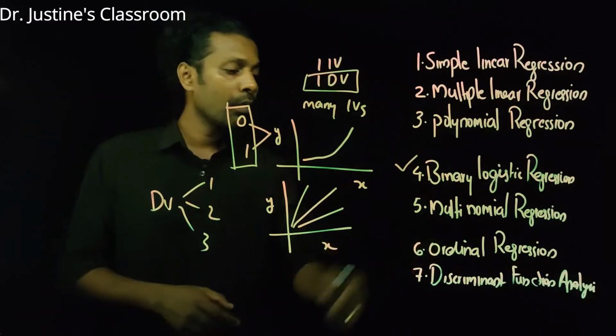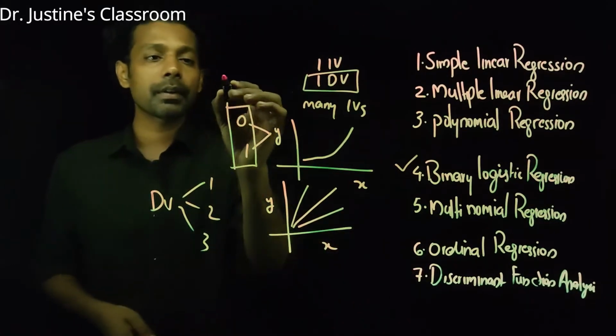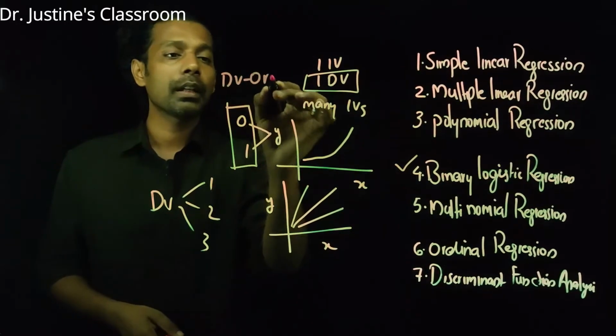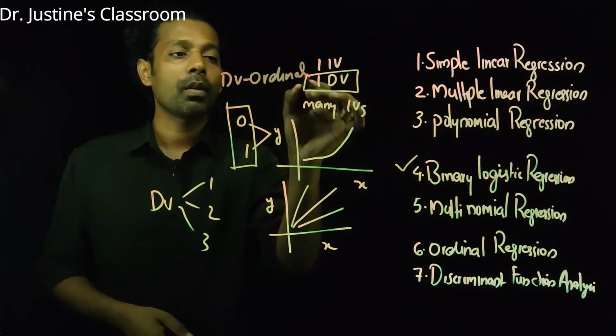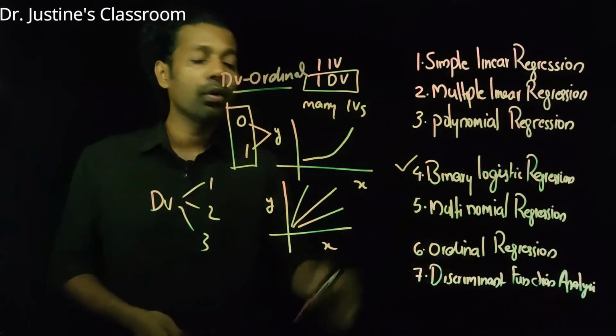Okay, now you have ordinal regression. That means your dependent variable, the DV, is ordinal in nature. Now you go for the ordinal regression.